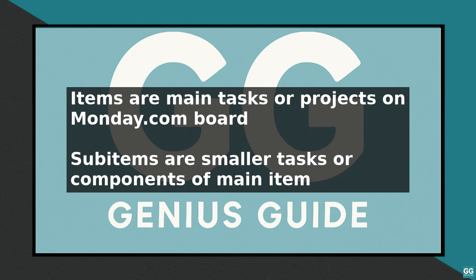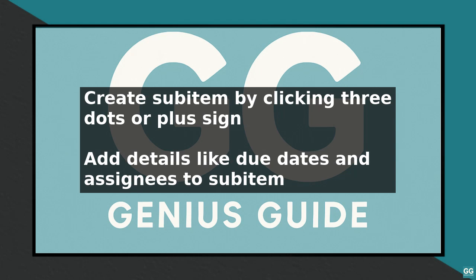To create a subitem, go to your Monday.com board and click on the item you want to add a subitem to. Then click on the three dots at the right side of the item and select Add Subitem. You can also use the plus sign at the bottom right of the item to add a subitem.